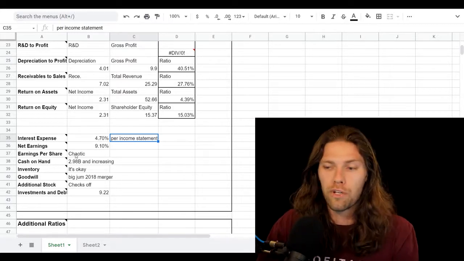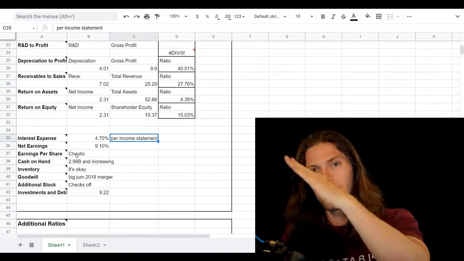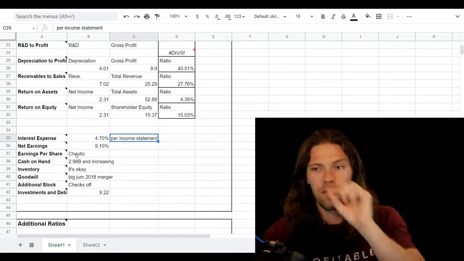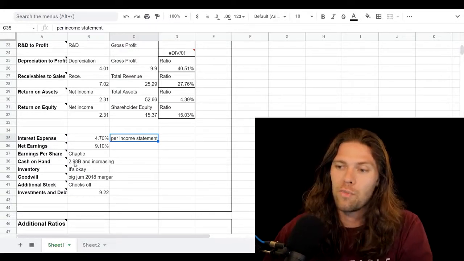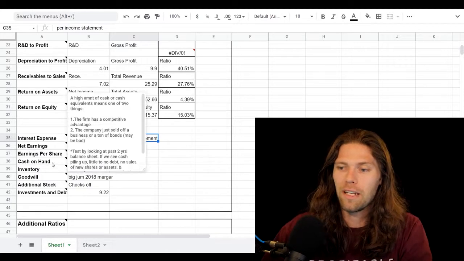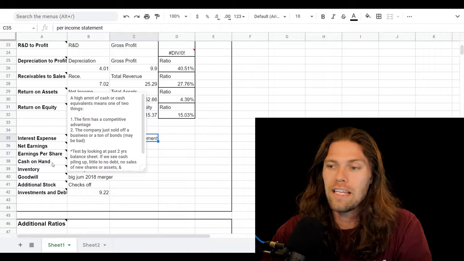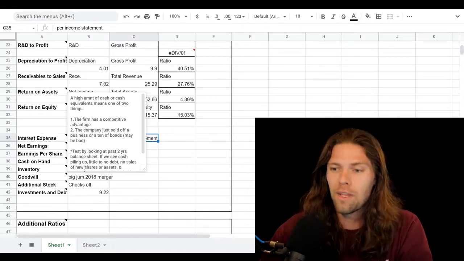What are the earnings per share? So earnings per share, you really want to see that stable stair step over time. I wrote chaotic here because with Viacom, they're kind of all over the place, but they are trending upwards. Cash on hand, 2.98 billion. Cash on hand can mean a couple things. It either means the firm has a competitive advantage, which you want to see, or the company sold off a business or a ton of bonds, which could potentially be bad.